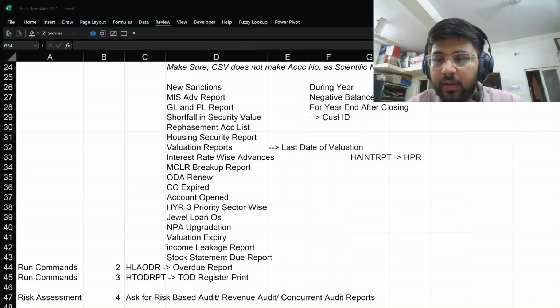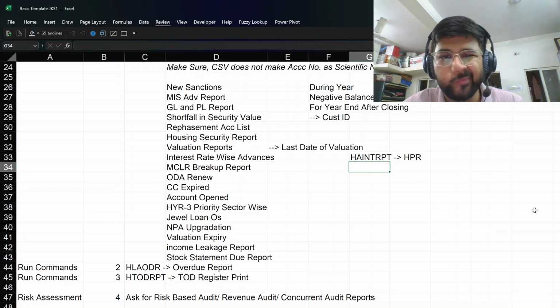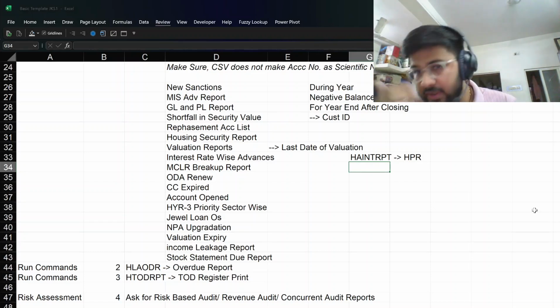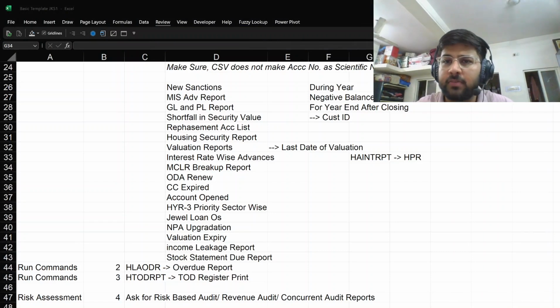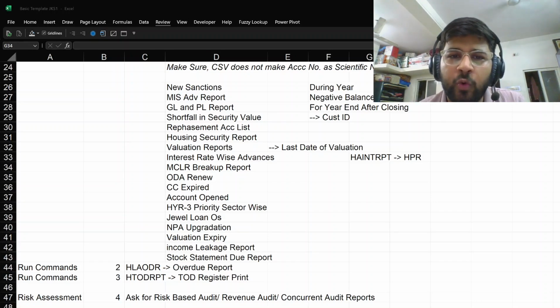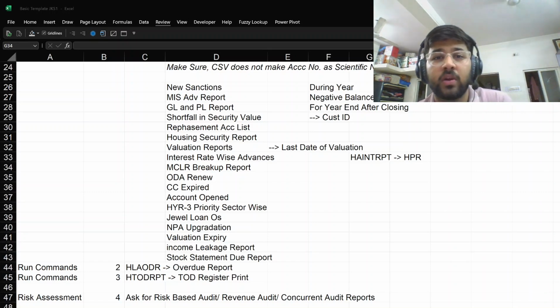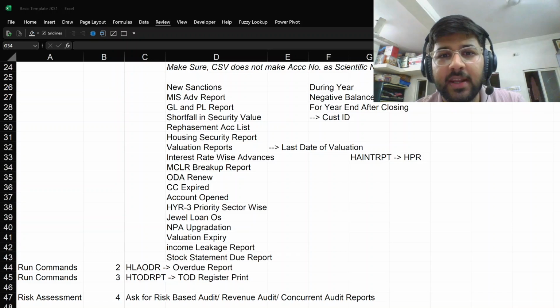All right, there is this MCLR breakup report, which gives you a lot of information about how certain interest rates are calculated, and also gives out too much information for a single account. Then there is the OD renewal report, the CC expired report, the accounts opened report, and the HYR priority sector wise list.